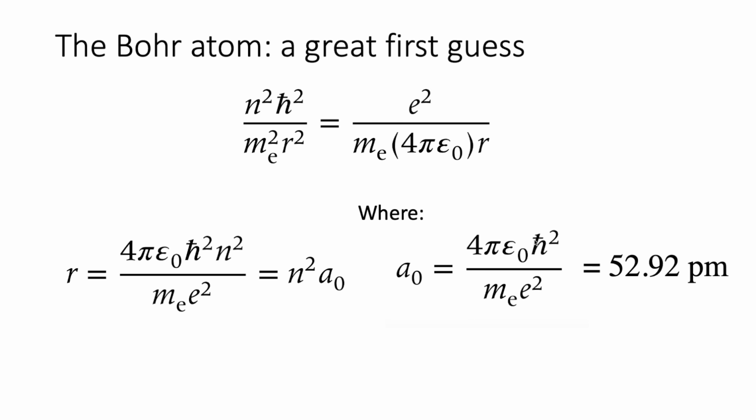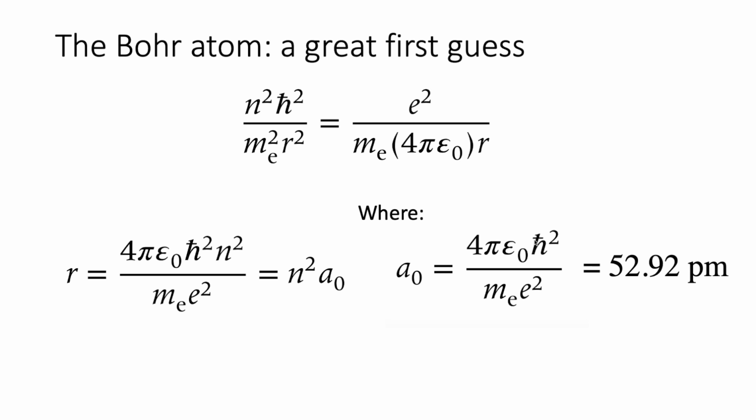And from this point, we can make a definition here, right? Notice there's a ton of constants here: 4 pi e naught, h bar squared, m sub e, e squared. Those are all constants. So what if we just combine those into a constant we'll call a naught? And if we do that, then basically our formula becomes much simpler to look at. It's n squared times a naught.